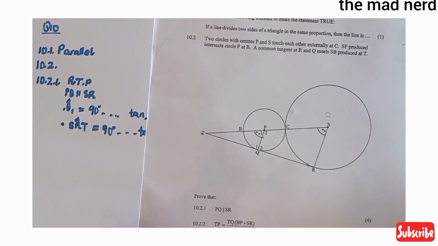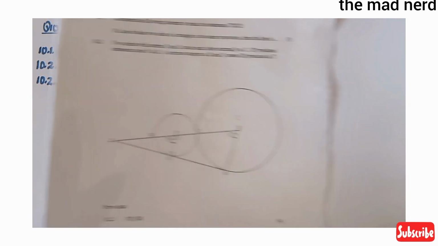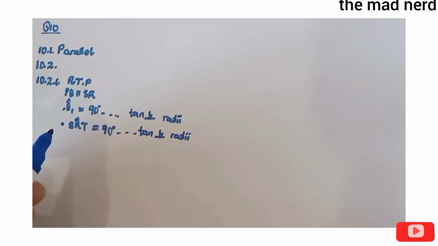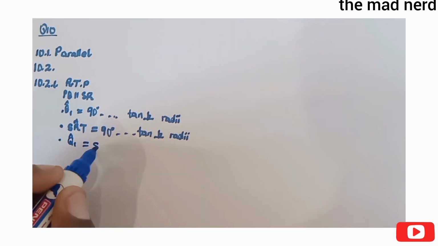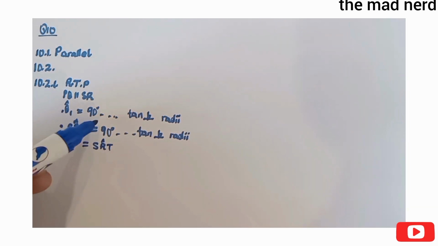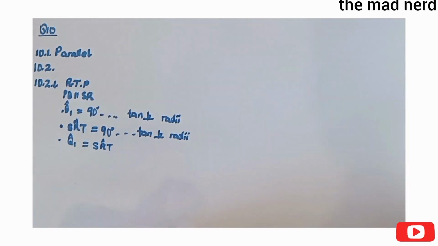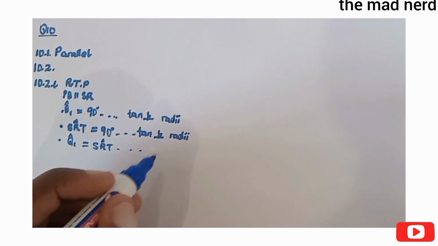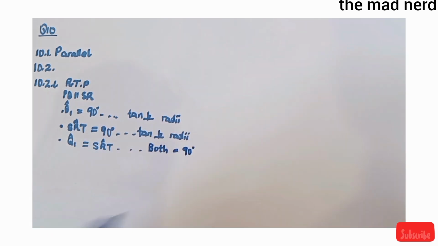So what comes to mind when we see these angles being equal to each other? It means that they are corresponding angles. So what we can do now is say angle Q1 is equal to angle SRT, because this angle is equal to 90 and this angle is equal to 90. It means that these angles are equal to each other because they are both equal to 90 degrees.